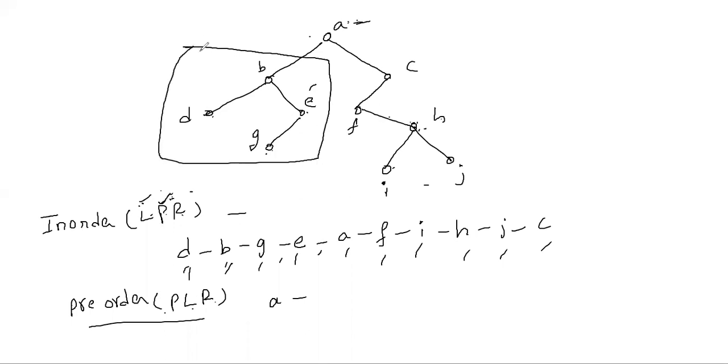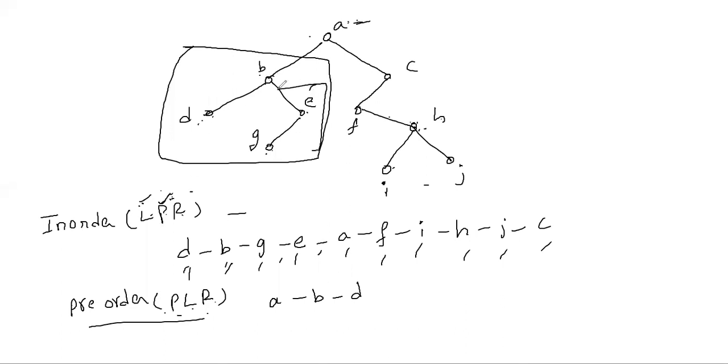For this left side, only think about this box, not all the things. So this is one subtree. Whose subtree? B subtree. Again apply the PLR formula. Parent, what is that? B. What is the left side? D. Come to right side.